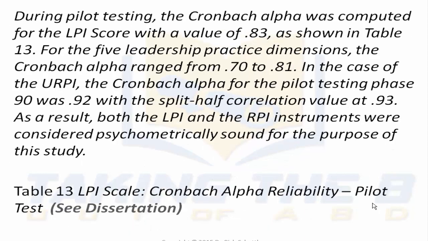During pilot testing, a Cronbach alpha was computed for the LPI score with a value of 0.83. As shown in Table 13, for the 5 leadership practices dimensions, the Cronbach alpha ranged from 0.7 to 0.81. In the case of the RPI, the Cronbach alpha for the pilot testing phase was 0.90, with the split half correlation value at 0.93. As a result, both LPI and the RPI instruments were considered psychometrically sound for the purpose of this study.